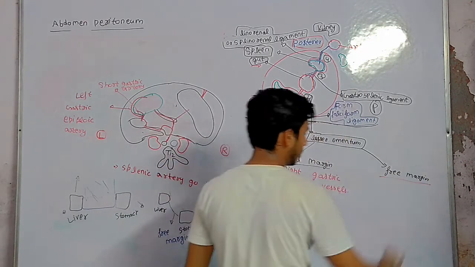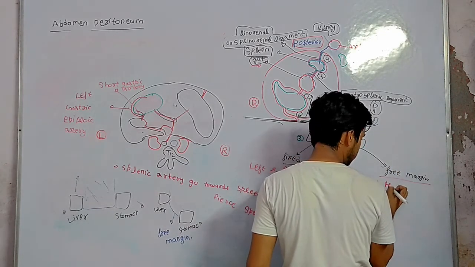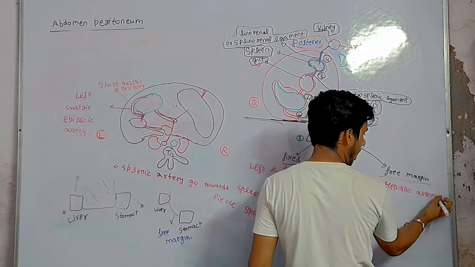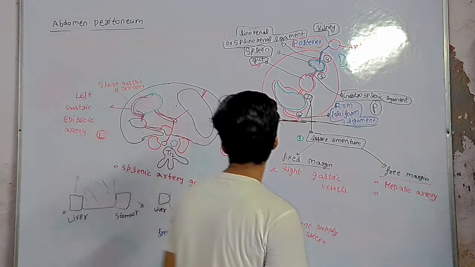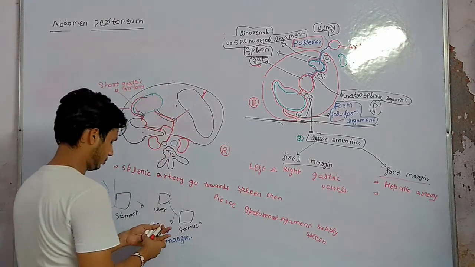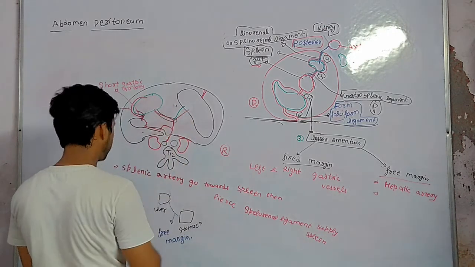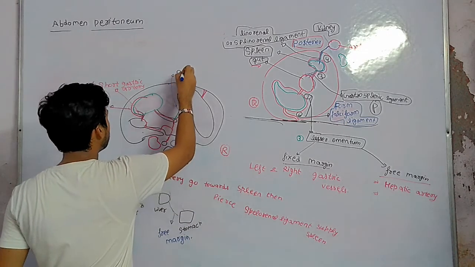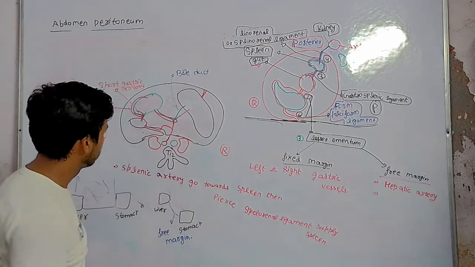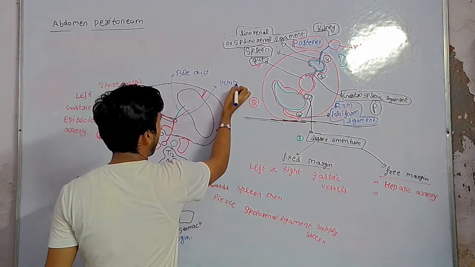But what about the free margin? The free margin has many contents. First, we have the hepatic artery, a branch of the celiac trunk. One important thing: remember, the liver also has a bile duct. So the bile duct also travels through this margin. The bile duct also comes in this free margin. This is the hepatic artery.